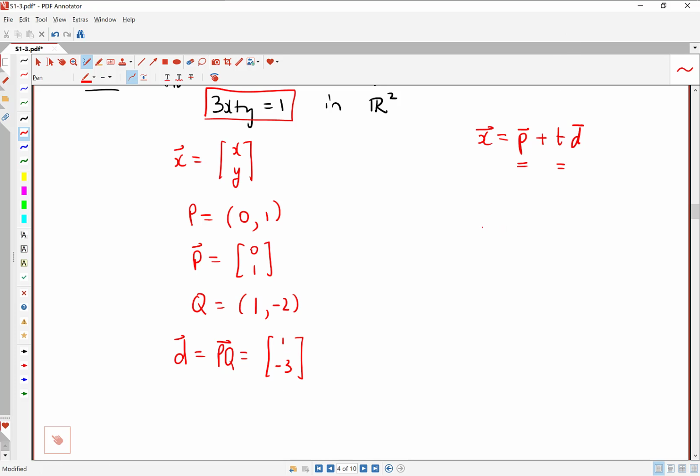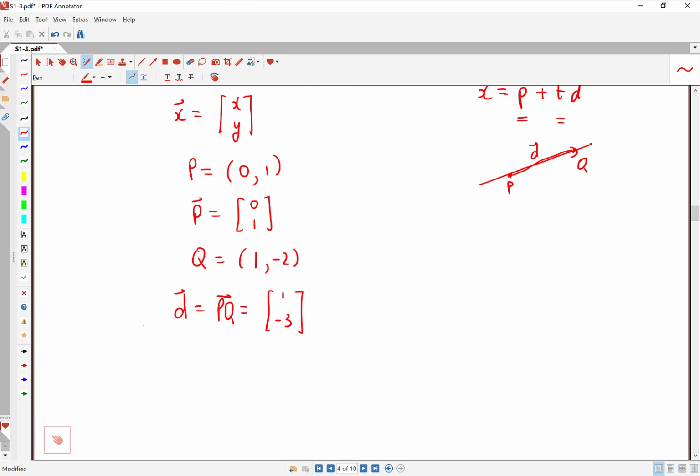So I'll just draw a picture to go with this. We're finding any point P on the line to use as our starting point. We're choosing a second point on that line to build a direction vector between the two. Okay, so now we've got all the ingredients and we can just write out our vector form.